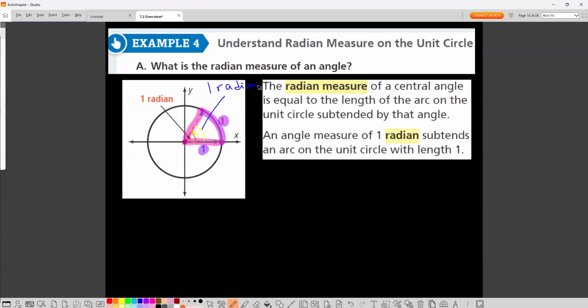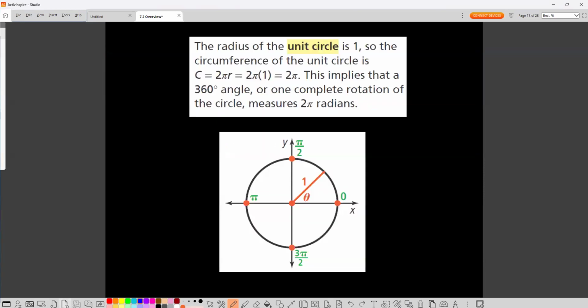An angle that measures 1 radian subtends an arc on the unit circle with length 1. So this is only for the unit circle, because we have a radius of 1 here. So if you go 1 of these on the circle, same as what I was describing on the last page when I said get a cylinder and actually measure it out and put the tape out. How many radii are there? Should be 3 and a little more, 3.14, or specifically pi.